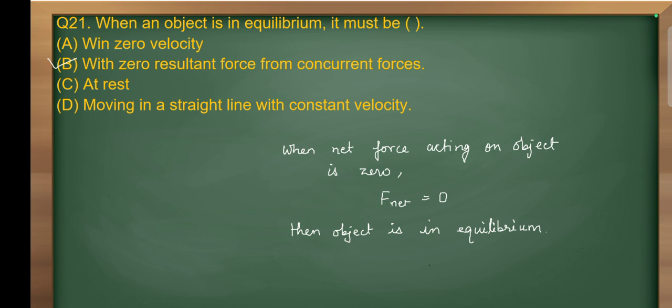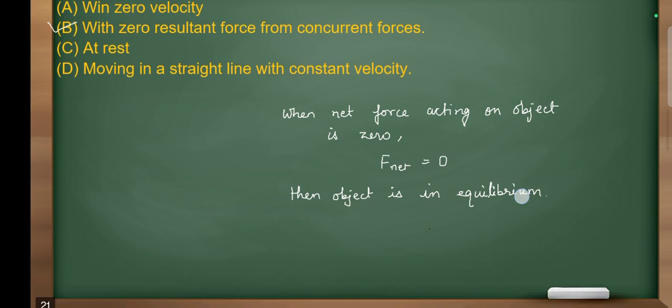When an object is in equilibrium, it must be A. With zero velocity, B. With zero resultant force from concurrent forces, C. At rest, D. Moving in a straight line with a constant velocity. We know that when an object is in equilibrium, that means the net force acting on the object is zero. So according to this, option B is correct.